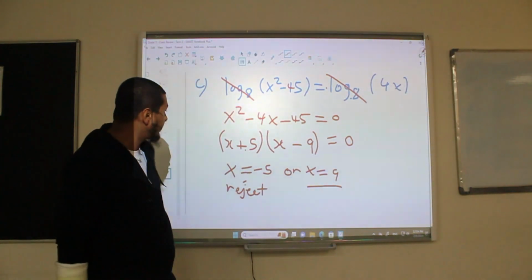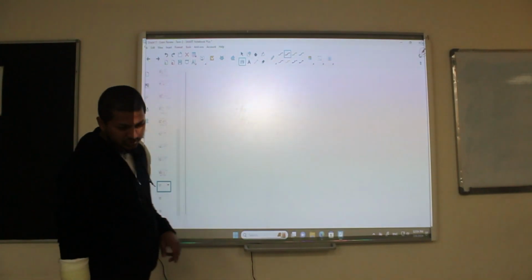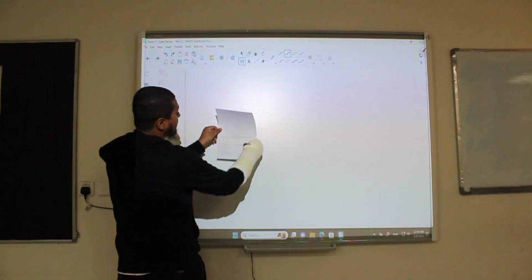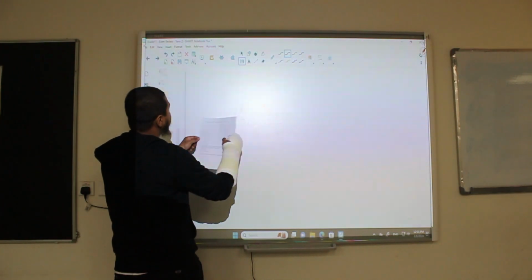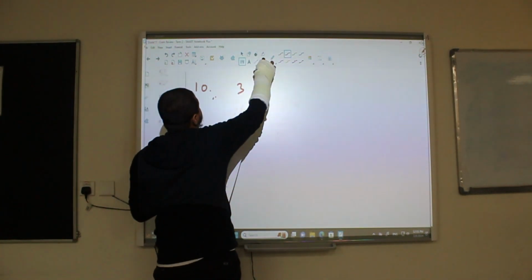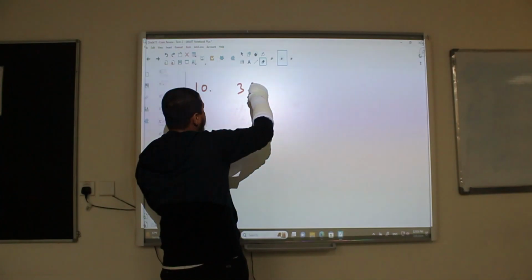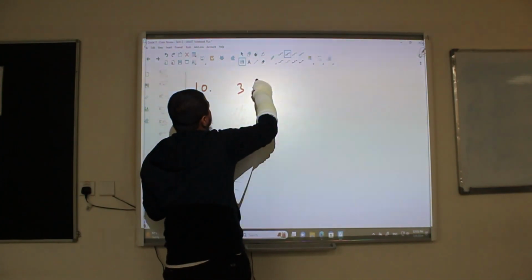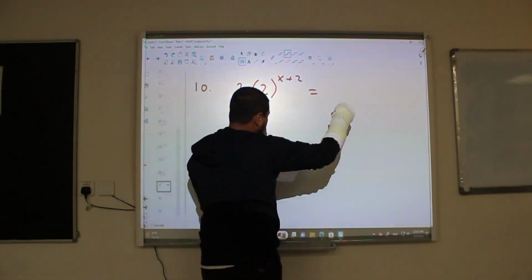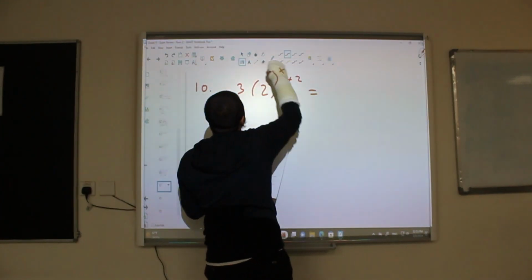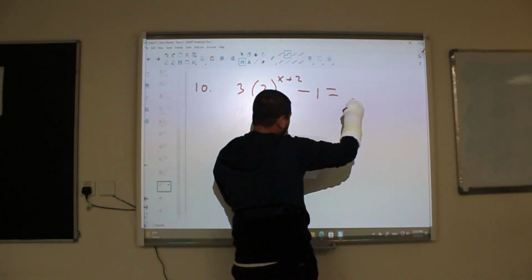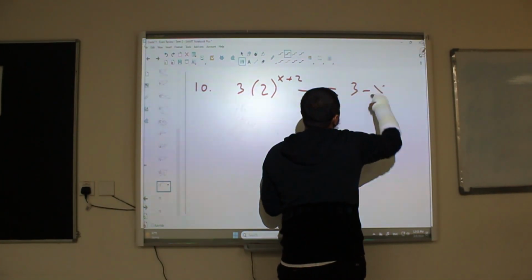Now moving on to question 10, we are to use estimation to solve the value of x. In other words, we need to look at the graph and find the points of intersection. Right? So the estimation of this. So in number 10, we have the function 3 times 2 to the power x plus 2, minus 1, which is equal to 3 minus x.